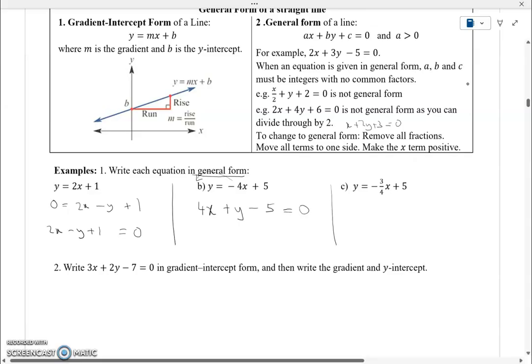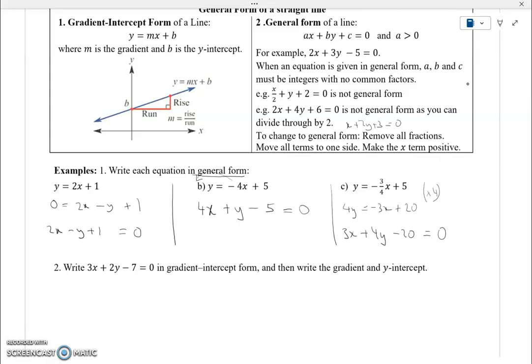Next one, the first thing I see is that there's a fraction. We don't like fractions, so my first thought is let's times through by 4 every single term to remove that fraction. So 4y equals minus 3x plus, if I times that by 4, that'll be 20. So I've timesed each term by 4, and now I'm going to drag everything, and because there's a negative coefficient of x there, I'll drag everything over to the left. So 3x plus 4y, and dragging the 20 over, that'll be minus 20 is equal to 0. Just double check any common factor here. No, there's no common factor, so that's fully simplified.